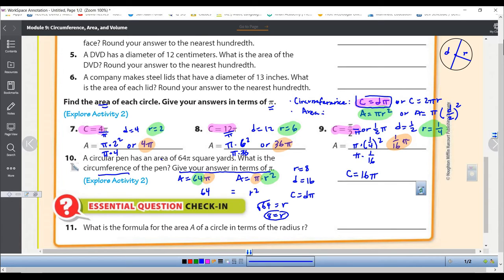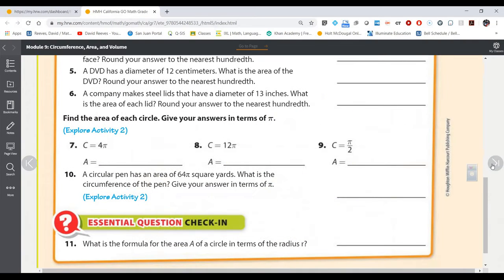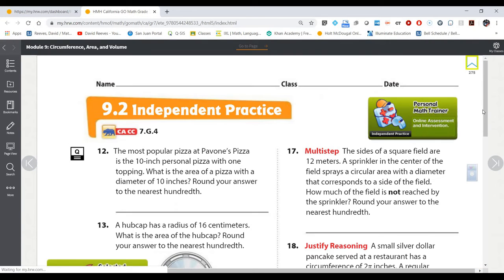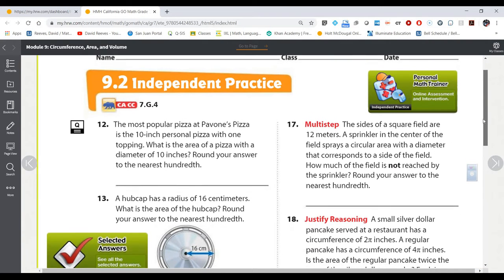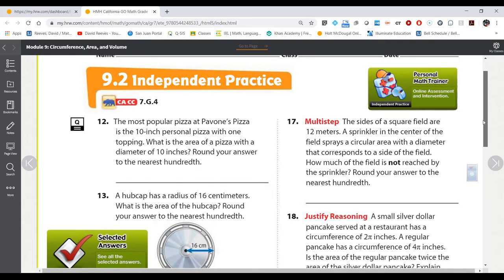So again, I encourage you, on the personal math trainer, find the problem that matches number 10 and maybe do 2 or 3 of those problems until you can do all these problems. All right? Okay, so that is one thing you need to be able to do. So let's take a look at a few more problem solving problems and then we're going to be done.